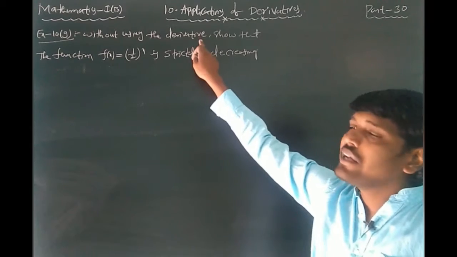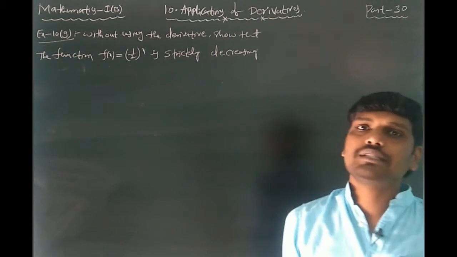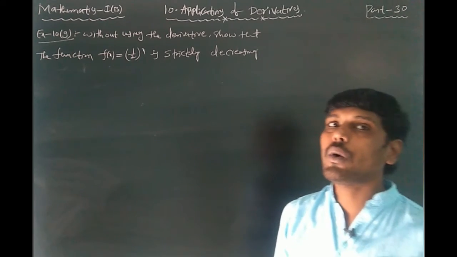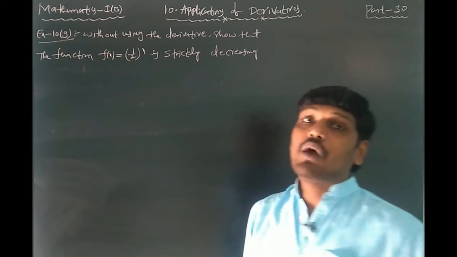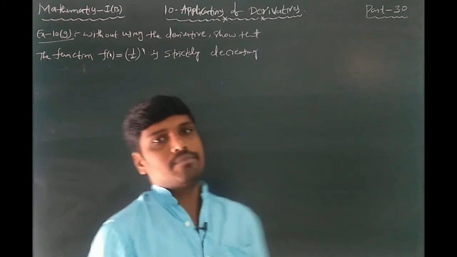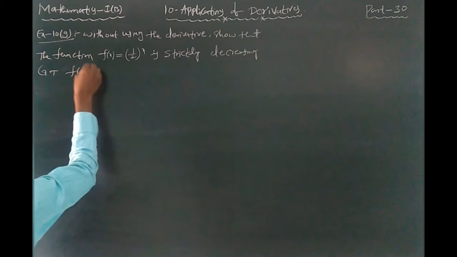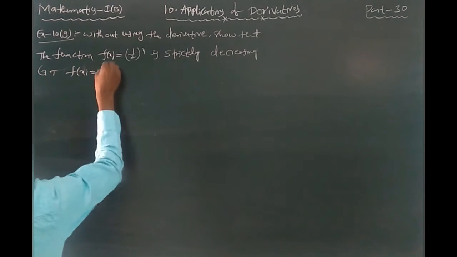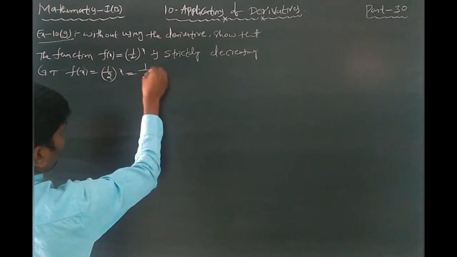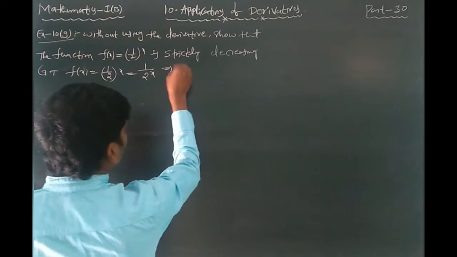Without using the derivative, show that the function f of x is equal to (1/2)^x is strictly decreasing. First of all, what is the function? Given that the function f of x is equal to (1/2)^x, nothing but you can write (1/2)^x. Understood?